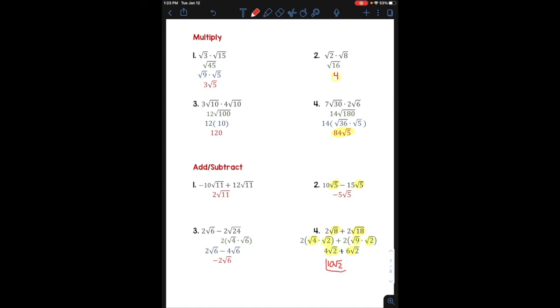Remember, adding and subtracting, you're not going to add the roots, you're just going to add or subtract the coefficients of like roots. Please let me know if you have any questions.